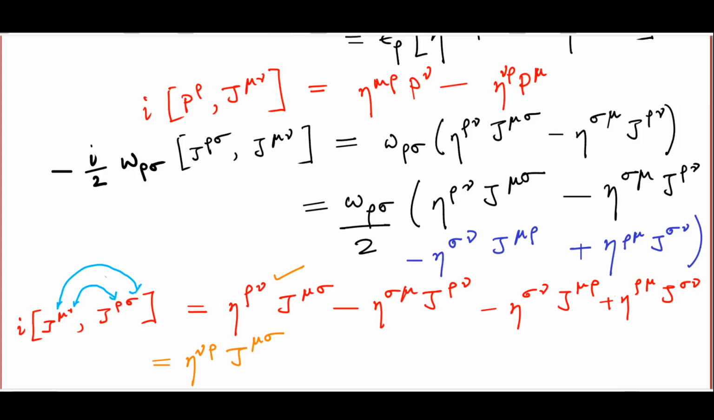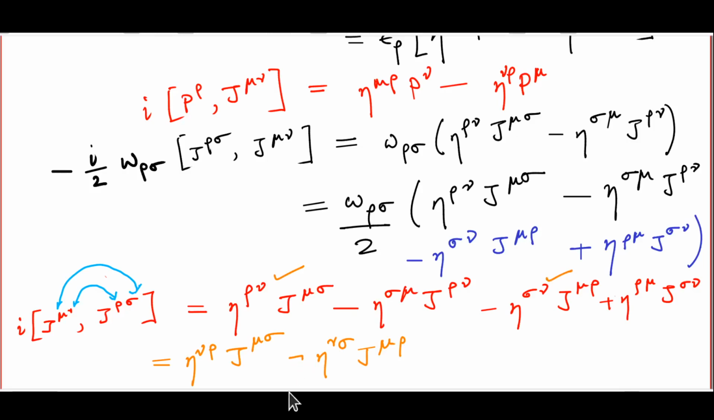So suppose I start with this term and interchange rho and sigma here and put it in with a minus sign. That's going to go some way towards making it antisymmetric in rho and sigma. That will give you eta nu sigma j mu rho. Do we have such a term here? Eta nu sigma of course is same as this, and j mu rho with a minus sign. So this is exactly the same as this term.